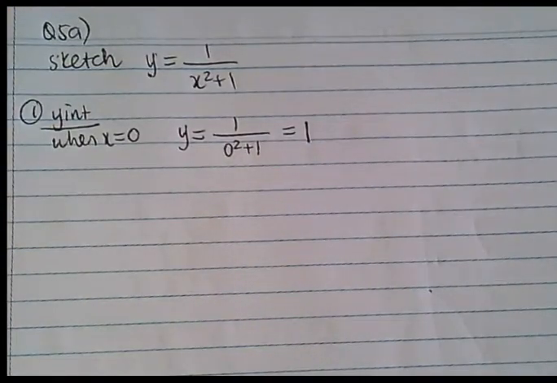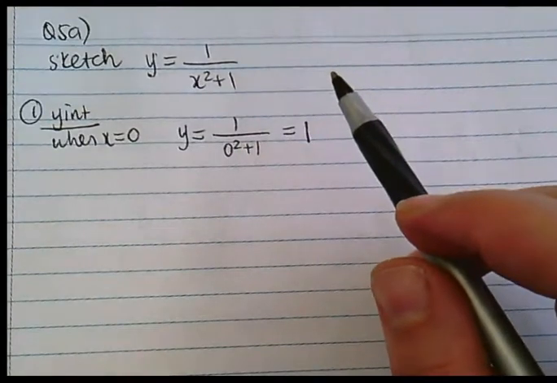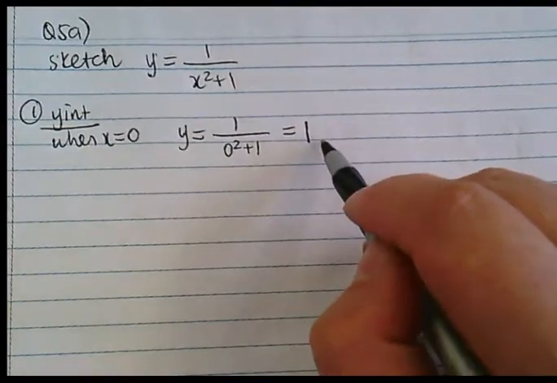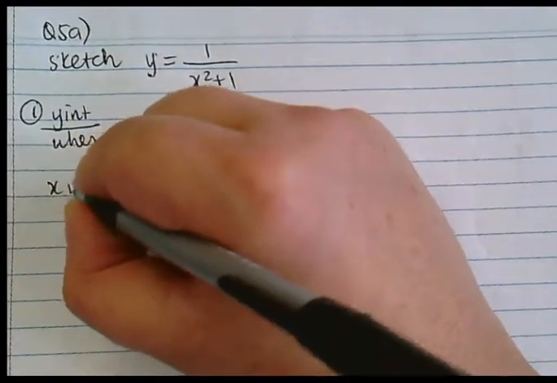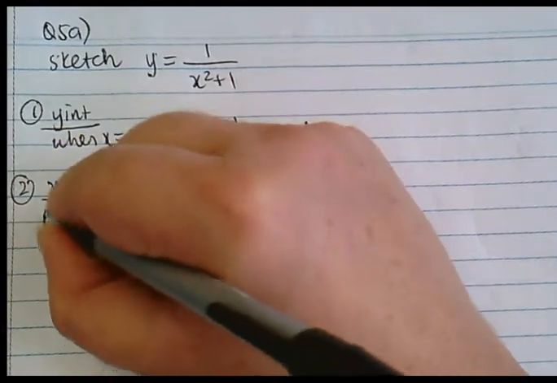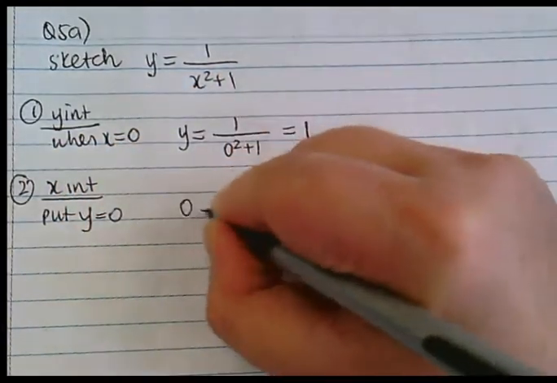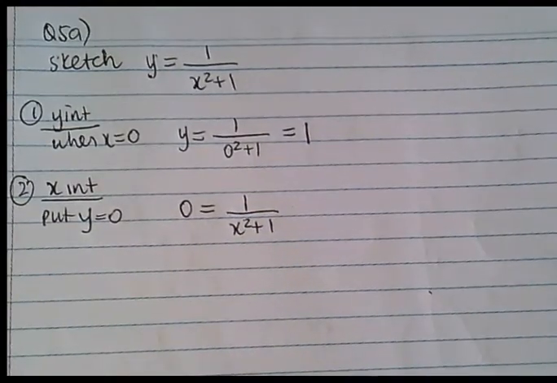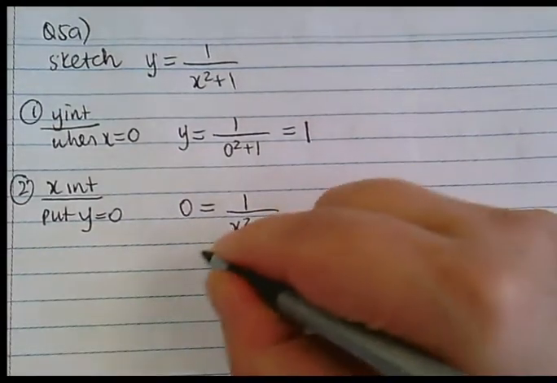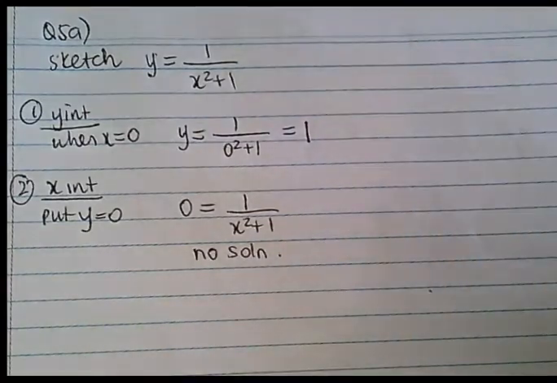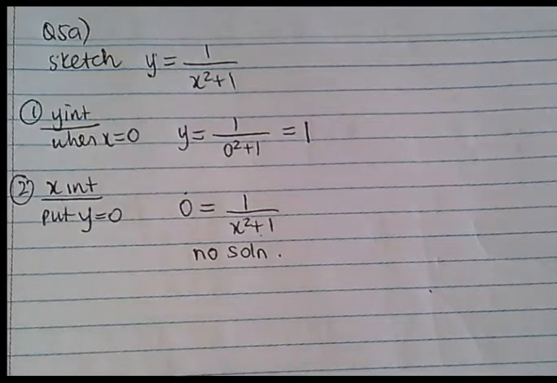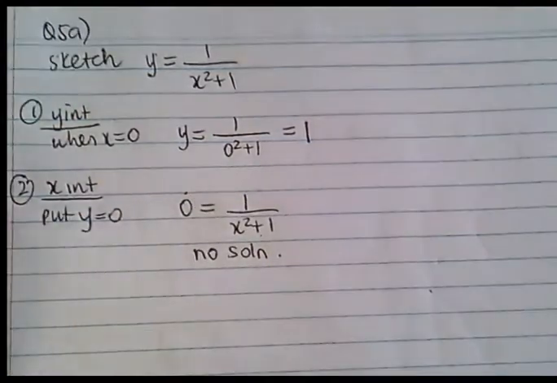Now let's look for the x-intercepts. Because I didn't get 0, I'm going to check: put y is 0. 0 equals 1 over x squared plus 1. Can you ever get 0? No, that has no solution. There's no x-intercepts. You're not allowed to do 1 divided by 0, and 1 divided by something will never give you 0.